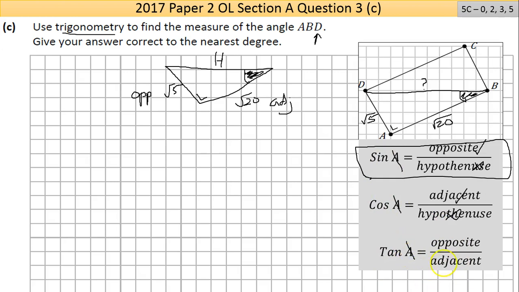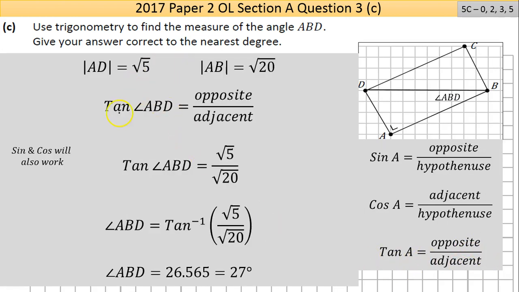I don't know the angle, so I'm looking for it. I know the opposite, I know the adjacent. So I know 2 of the 3 things. Tan should work. Now that's the question there. Tan of the angle ABD is equal to opposite over adjacent. So I put the numbers in. Tan of the angle ABD equals the square root of 5 over square root of 20.